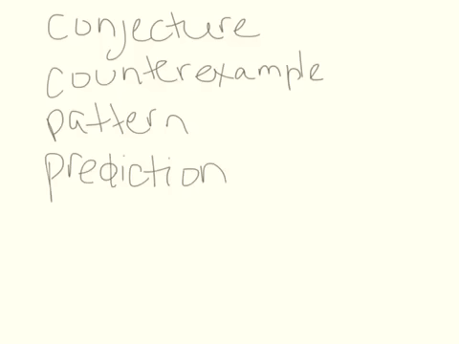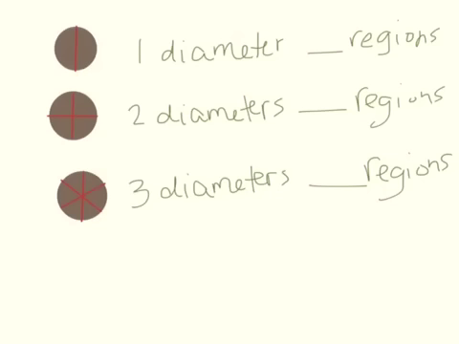So these four vocabulary terms that you see written down here are going to be very important for you to remember. We're going to do another example right now, practicing making a conjecture based on information that we have. Okay, so here's an example. I pre-made the example so you didn't have to watch me do it all.